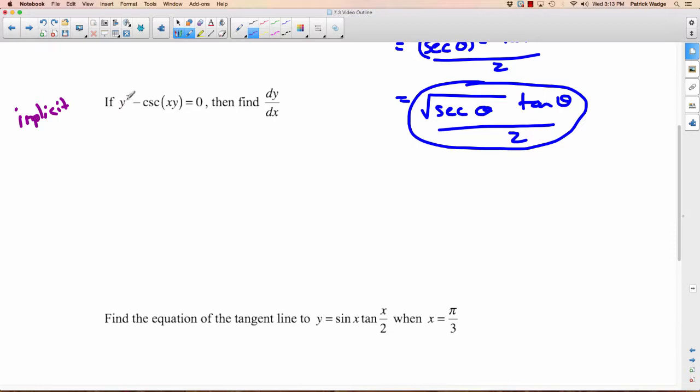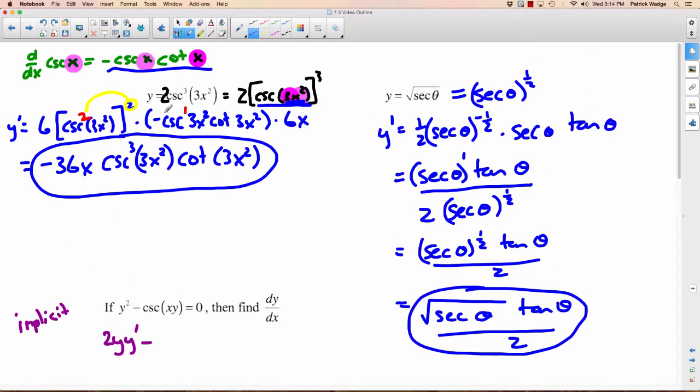The derivative of y squared in terms of x is 2y, but because it's a y, we have to put y prime, minus the derivative of cosecant xy. Well, the outer function is cosecant, so what's the derivative of cosecant? I wrote it up here in green. The derivative of cosecant is negative cosecant x, in this case our x is xy, cotan x, so we'll put xy again. And we have to multiply that by the derivative of the inner function, this xy.